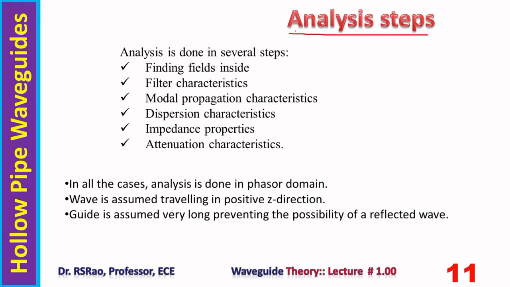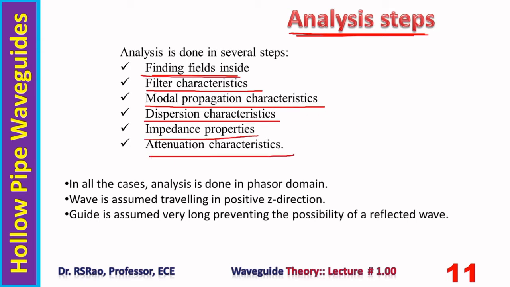Analysis of waveguides. Analysis is similar in all the three types of guides which are under consideration. That is, hollow pipe waveguides, rectangular waveguides, circular waveguides. In the analysis of each one, certain steps are there. These steps are common among all the three structures. In the analysis, what we do is we try to find out fields inside. We try to estimate filter characteristics. We try to find modal propagation characteristics. We try to estimate dispersion characteristics. We try to find out impedance nature. We try to find out attenuation.